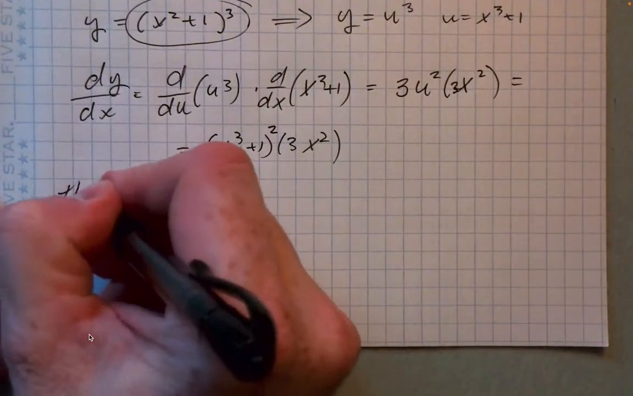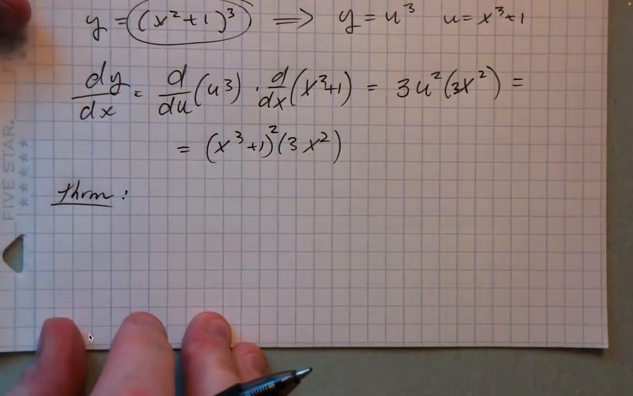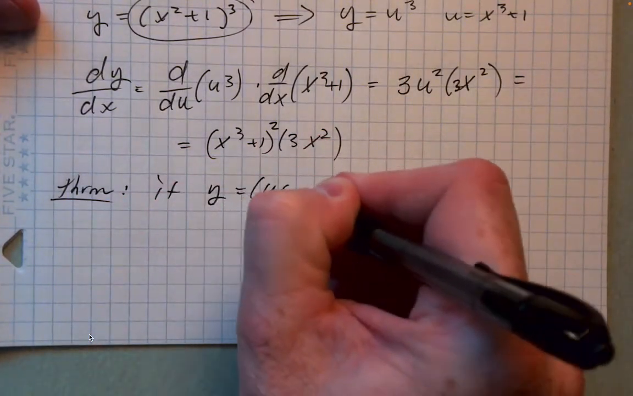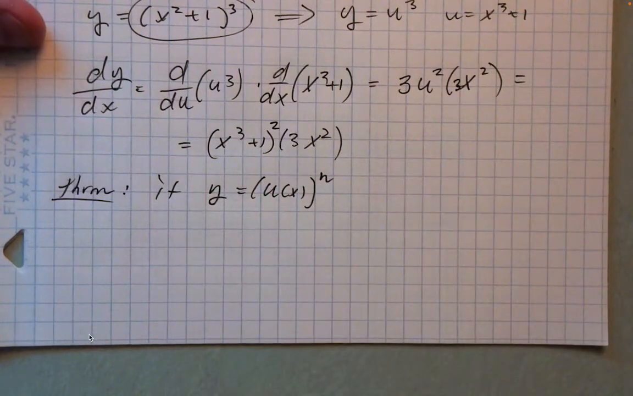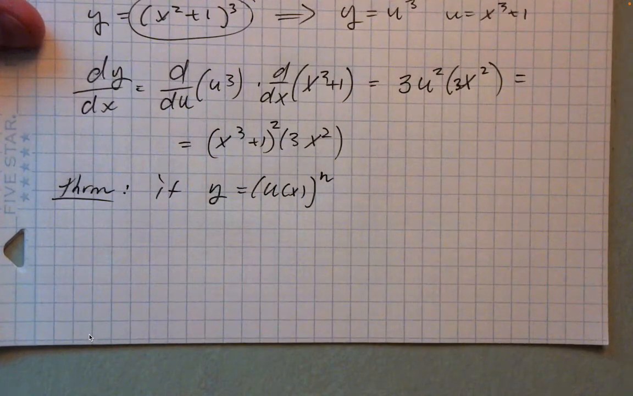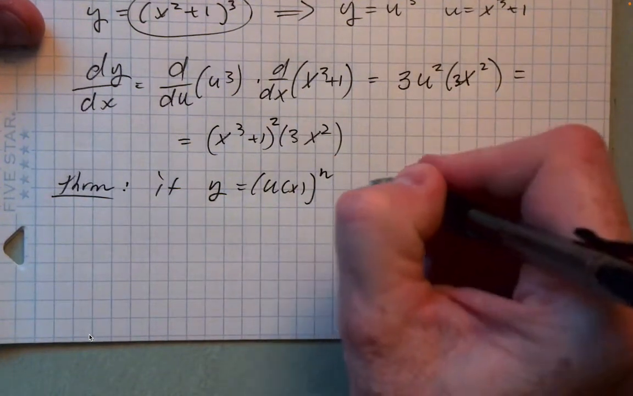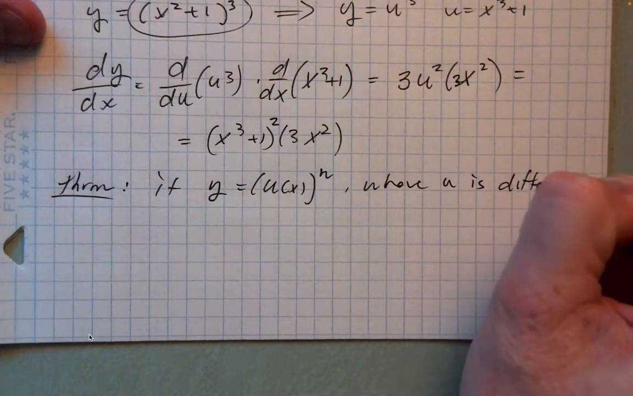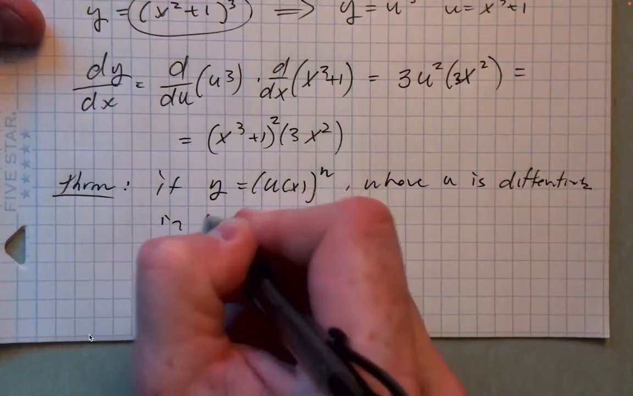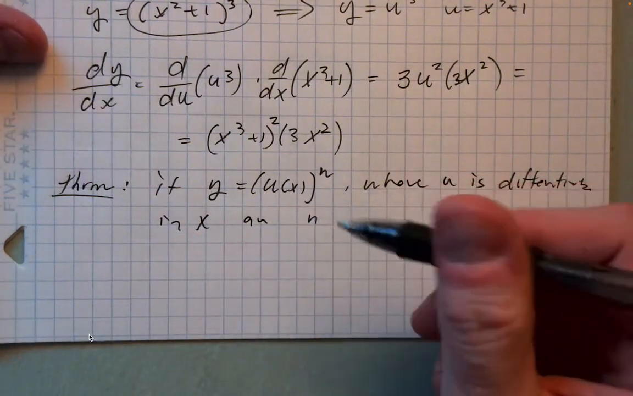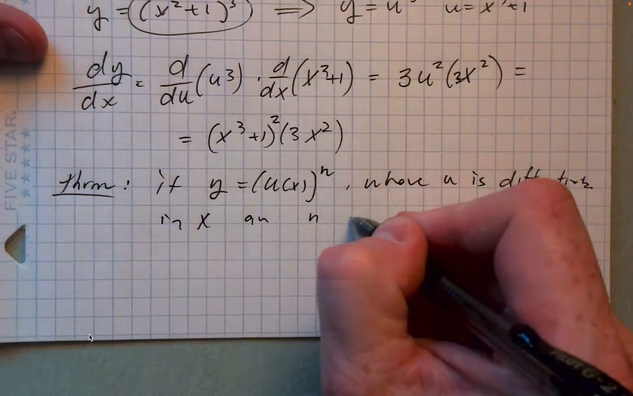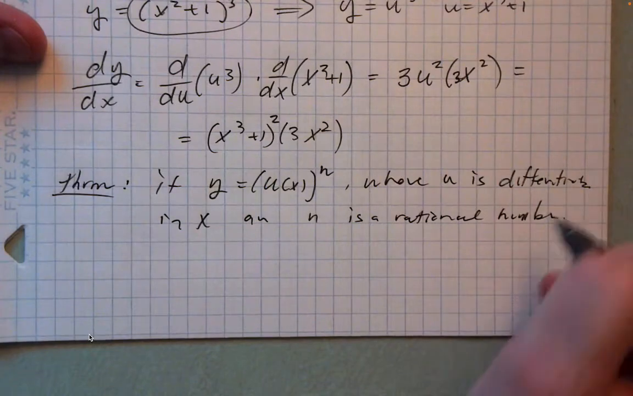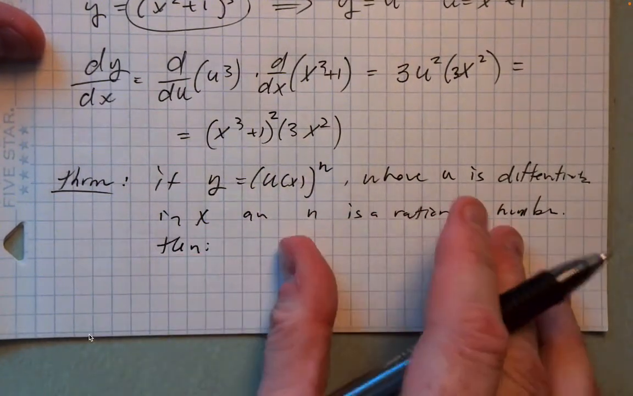We'll write the theorem down here, and then we'll talk about it a little bit. So if y equals u to the n, raised to the nth power, where u is a differentiable function of x and n is a rational number, so I guess I'll write that: where u is differentiable in x and n is a rational number. Okay. Then the form of the derivative is very predictable here.